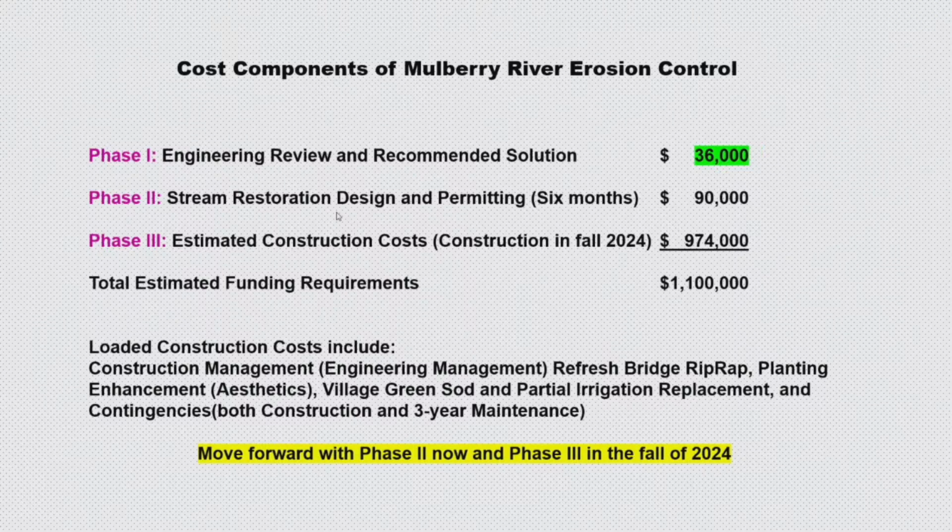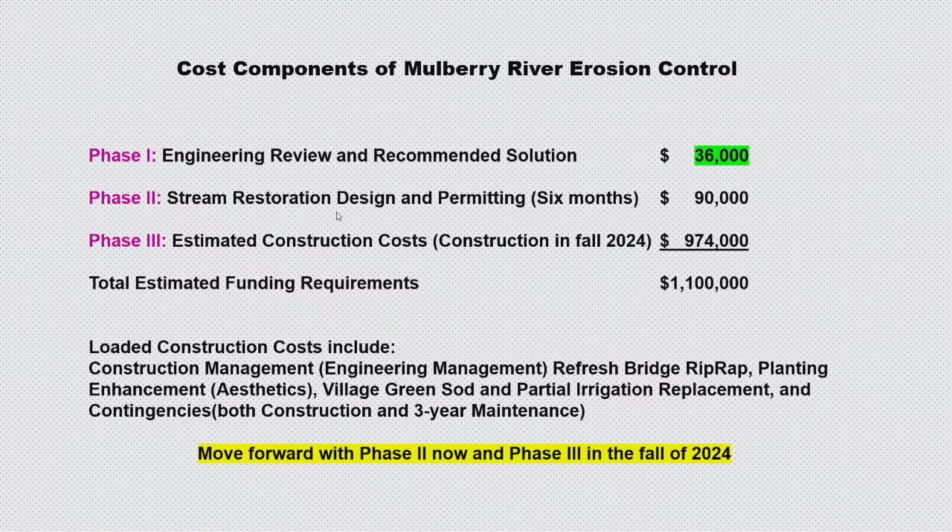I want to spend a little time on the elephant in the room, and that's the Mulberry Erosion Control System. I broke that into 3 phases. Phase 1 was engineering review and recommended solution. We have spent a total of $36,000 to date. I know there's numbers out there, 70,000, 103,000. We have spent 36,000 to date.